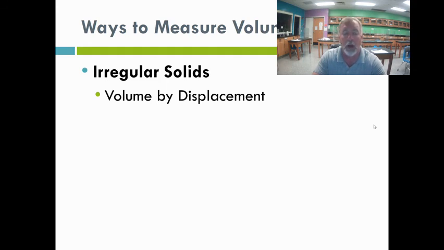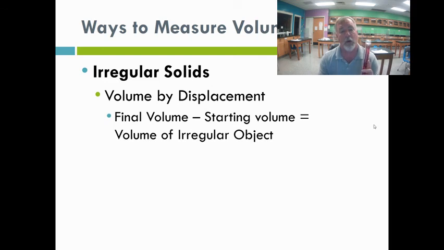What do I mean by that? We're going to use our graduated cylinder. We're going to put some liquid in here, and read how much liquid we started with. That's our starting volume. Then we're going to put our object in it, and read our final volume. It's going to go up a little bit, depending on the volume of our object. We subtract those two numbers. That'll give you the volume of our irregularly shaped object. And we'll do a lab on that.